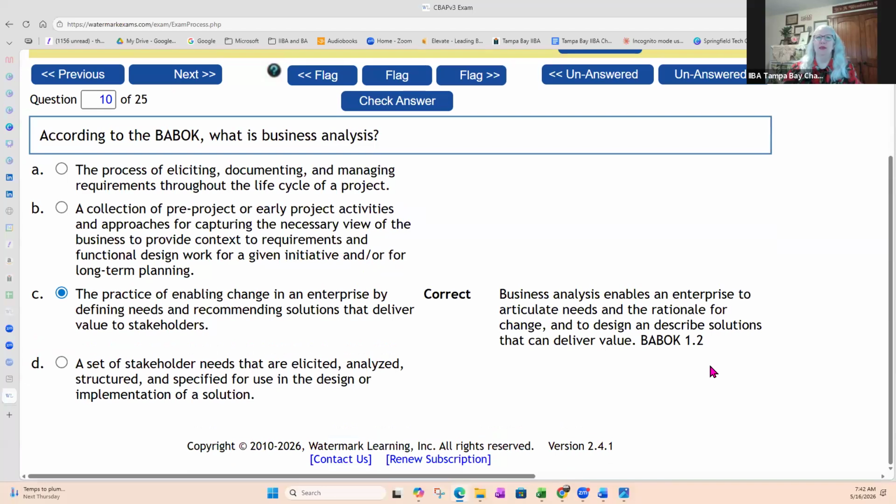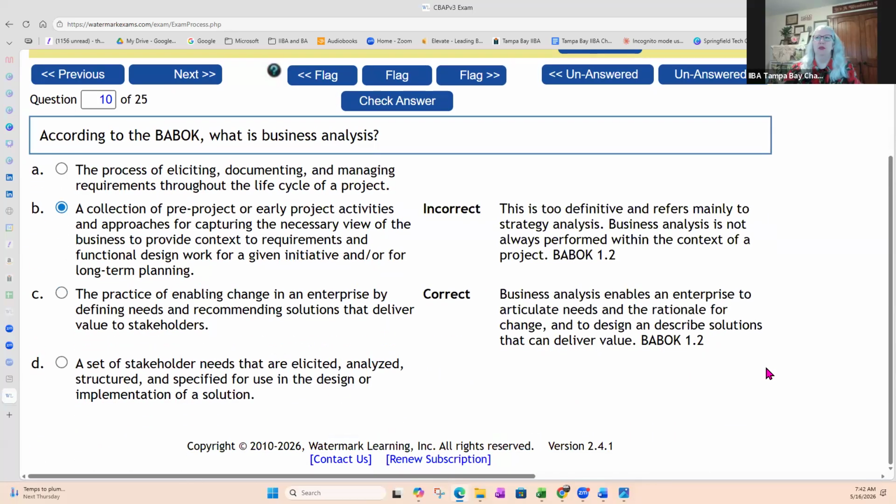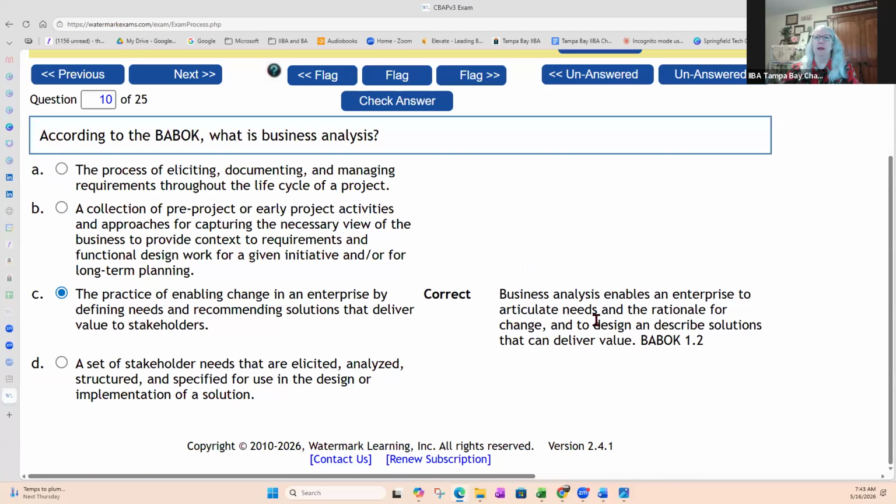This is correct. Business analysis enables an enterprise to articulate the needs and rationale for a change and to design and describe solutions that can deliver value. The reason B was not the correct answer: this is too definitive and refers mainly to strategy analysis. This is talking about how we get to the project. Business analysis is not always performed within the context of a project. Sometimes we just identify that there's a need.